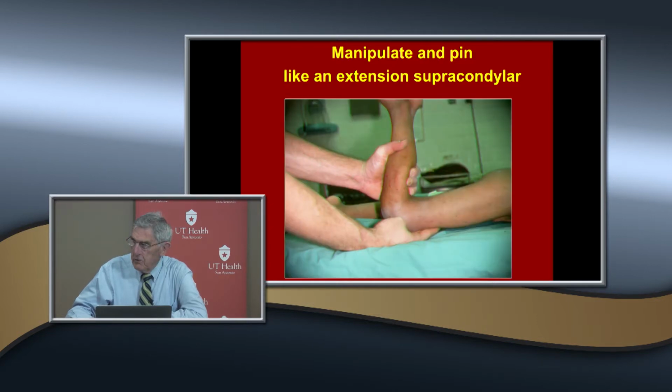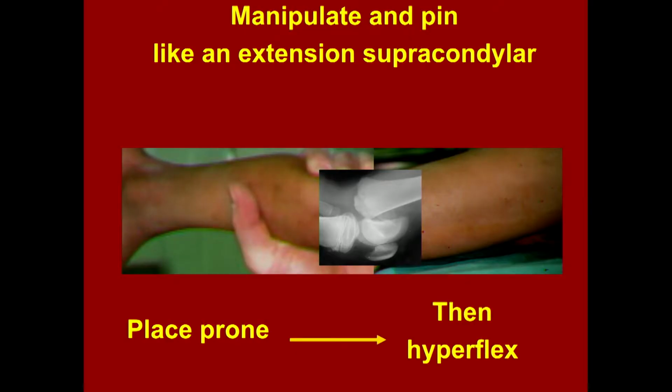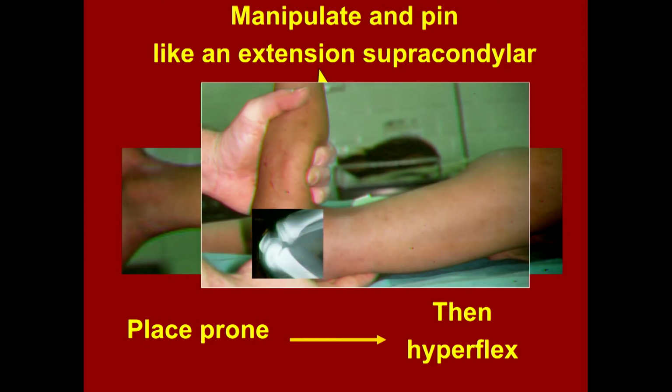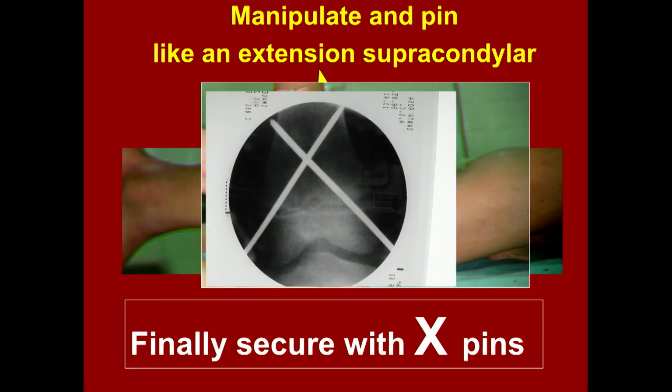And so what you do, you treat him just like a supracondylar fracture. Here you've got to first apply traction, place prone, and then you hyperflex. You apply traction, then you hyperflex, and when you hyperflex, you've got it reduced, and then you secure it with cross pins, smooth cross pins.